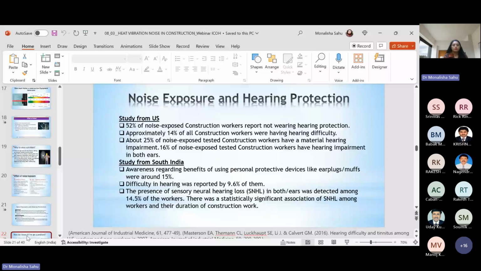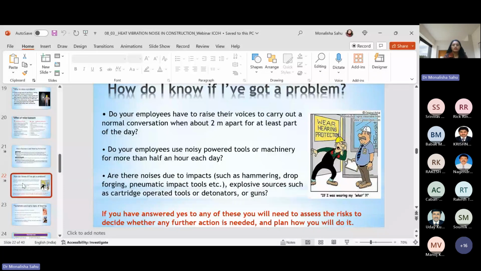So how do we know if there is a problem? If in any situation employees have to raise their voices to carry out a normal conversation when about 2 meters apart, if employees use noisy powered tools or machinery for more than half an hour each day, or if noises due to impact such as hammering, dropping, forging, pneumatic impact tools, or explosive sources such as cartridges are being used, and if the answer to any of these questions is yes, then you need to assess the risks and decide what the further course of action should be.